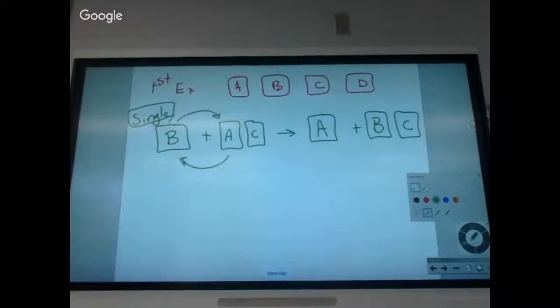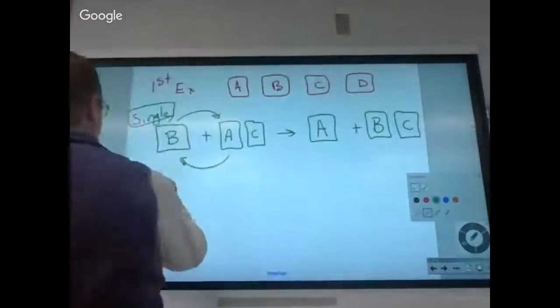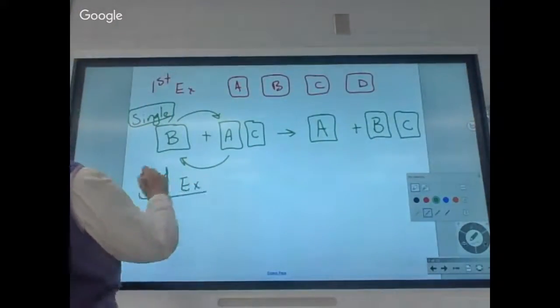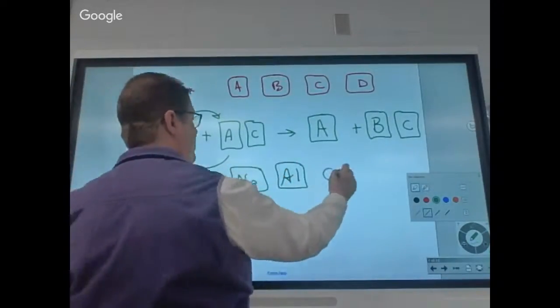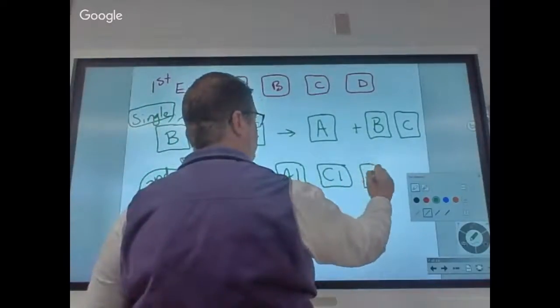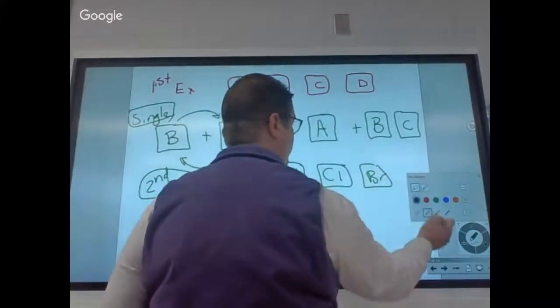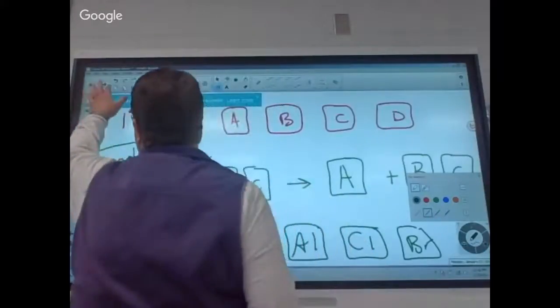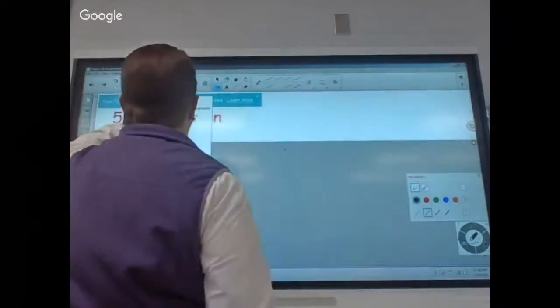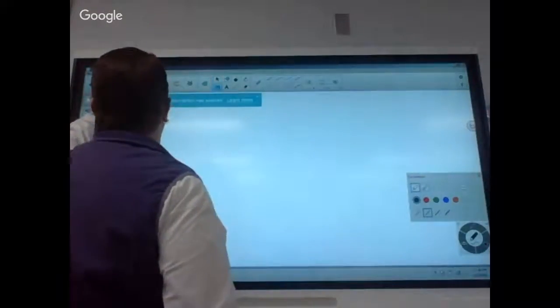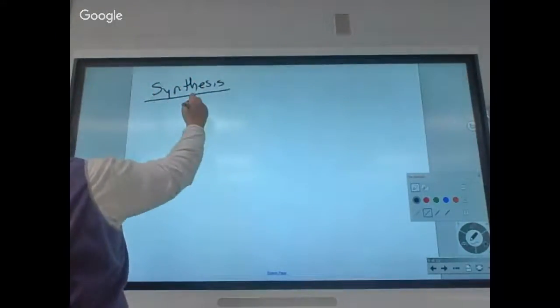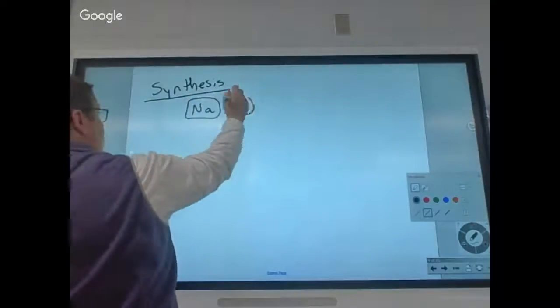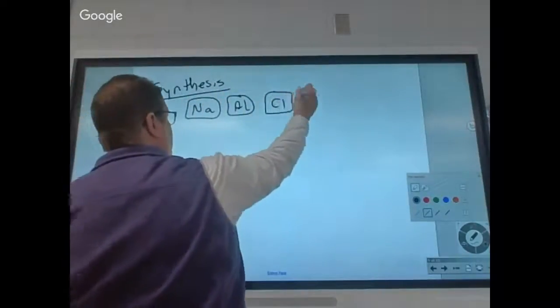Now, the second example, you'll do with the Na, the Al, the Cl, and the Br, okay? Now, let's say we do a different one, though. Let's say, and I'm going to leave this up here so y'all can toggle through it if you need to, let's say you do synthesis, and we'll do it with the Na, the Al, the Cl, and the Br.